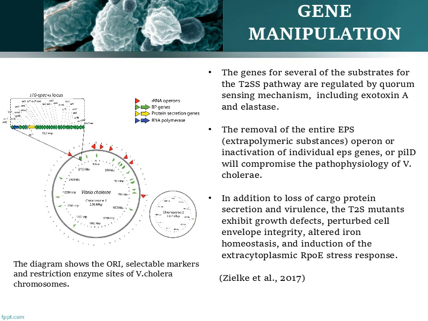In addition to the loss of cargo protein secretion and virulence, the type 2 secretion mutants exhibit growth defects, perturbed cell envelope integrity, altered ion homeostasis, and induction of the extracytoplasmic RpoE stress response. The diagram shown shows the origin of replication, the selectable markers, and the restriction enzyme sites for Vibrio cholerae chromosomes.